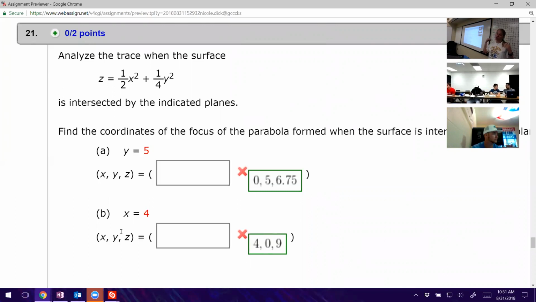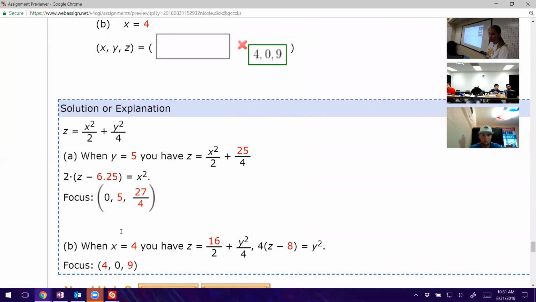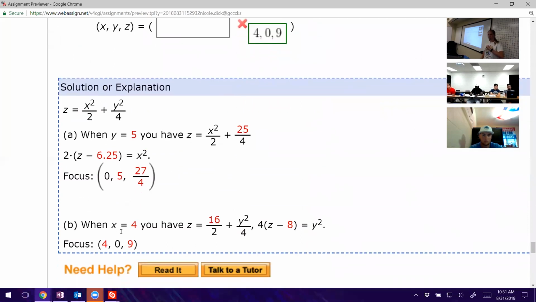So in order to find the coordinates it's asking about, we need to know the equation of those parabolas, and then remember how to go back and find the focus and so on. That's what's going on here. There's their equation. For part A, when y equals 5, just plug a 5 into the equation. You're going to get the equation of a parabola: z equals x squared over 2 plus 25 over 4.